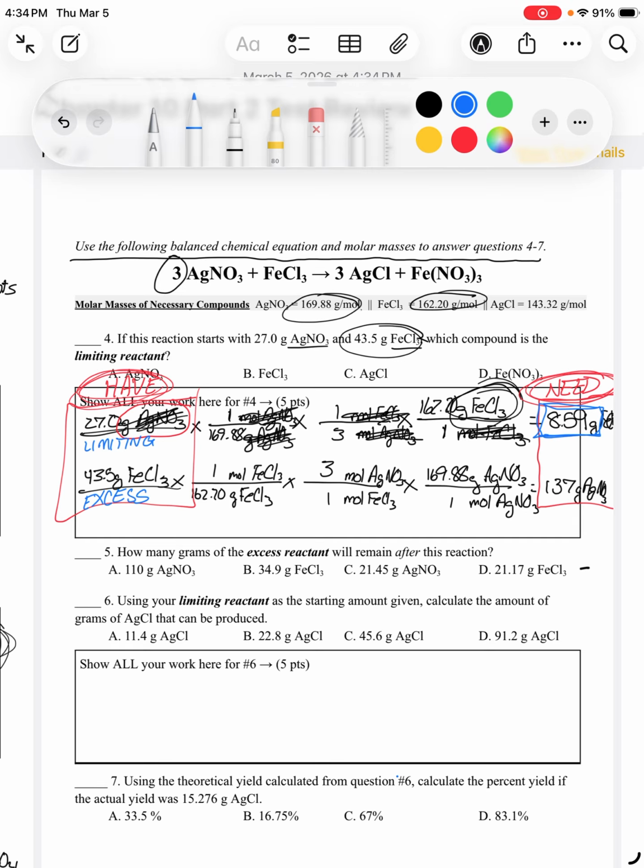Okay, so let's answer the question. Number 4. If this reaction starts with 27, which compound is a limiting reactant? Which one is it? Silver nitrate, A.